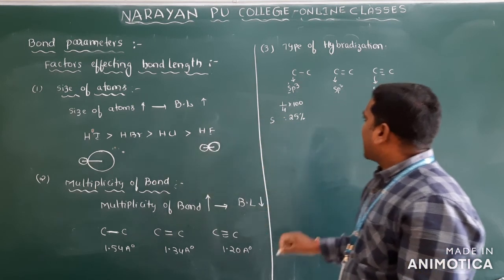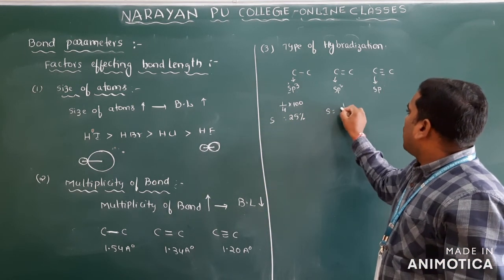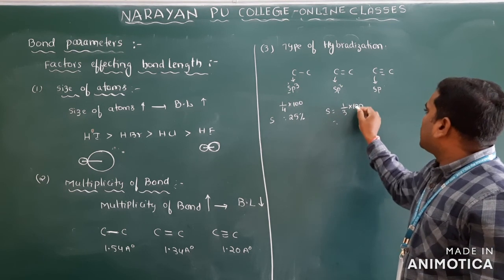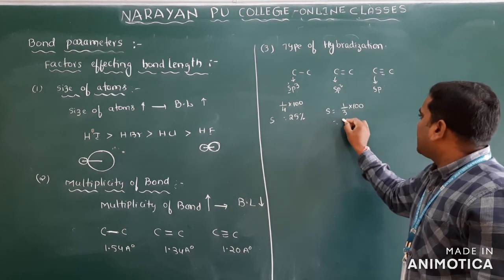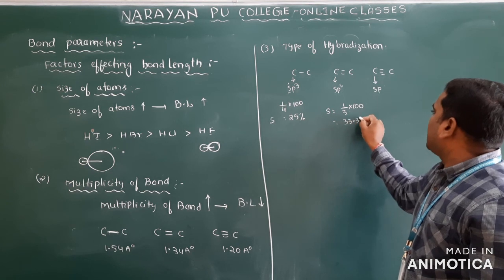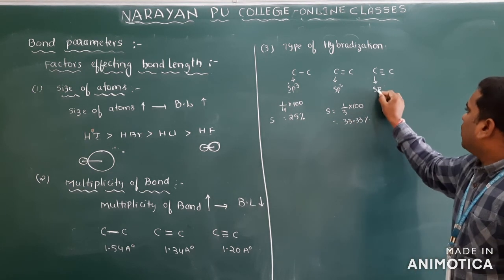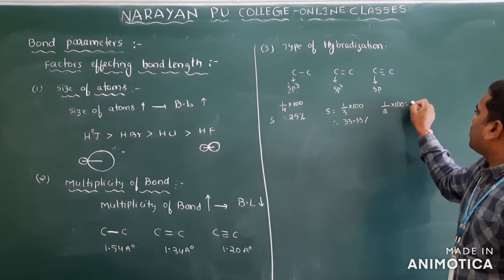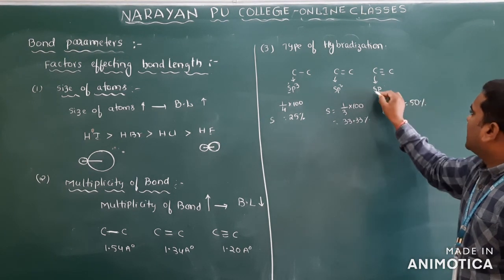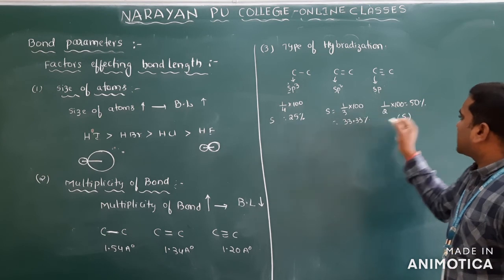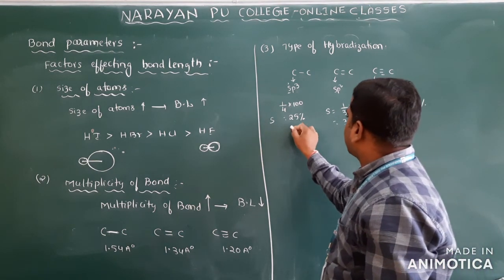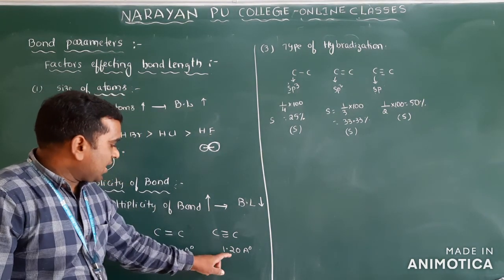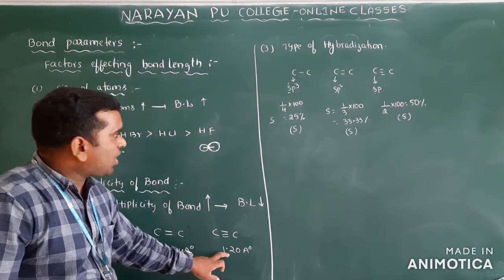And here, how much is the s character? 1 divided by a total of 3, into 100, so you will get 33.33%. And here there is 1 s and 2 total orbitals, into 100. How much is it here? 50% s character. So s character here is 50%, here 33%, here 25%. You know that the triple bond is there, so automatically from single bond to triple bond the bond length decreases.